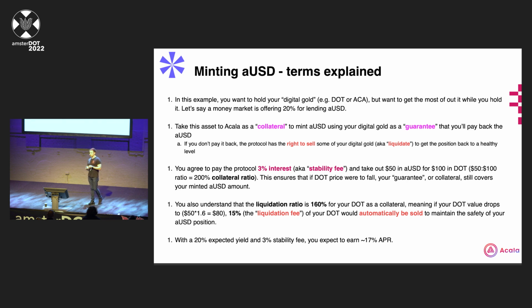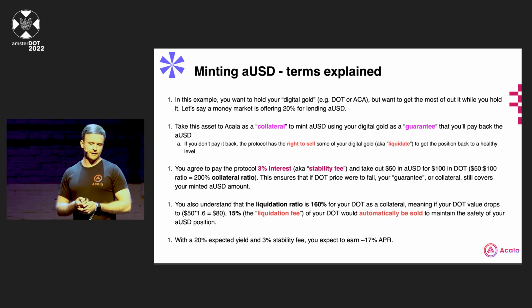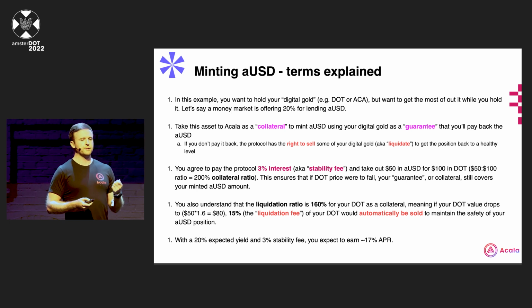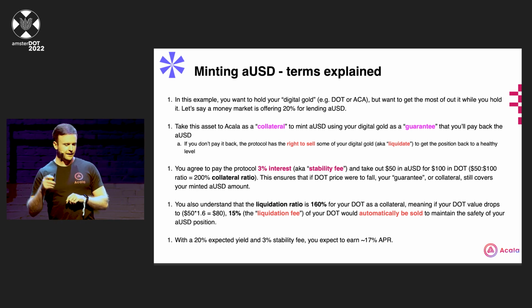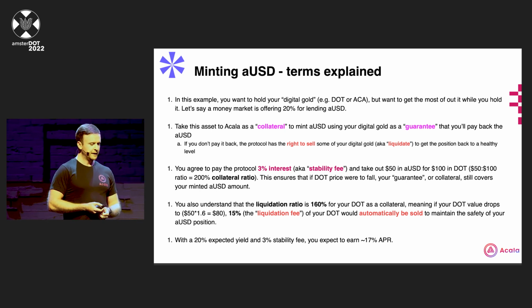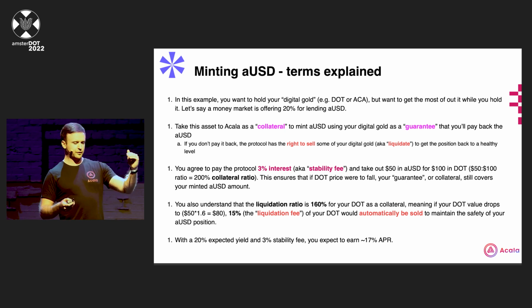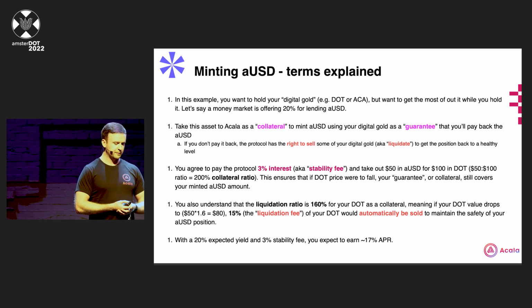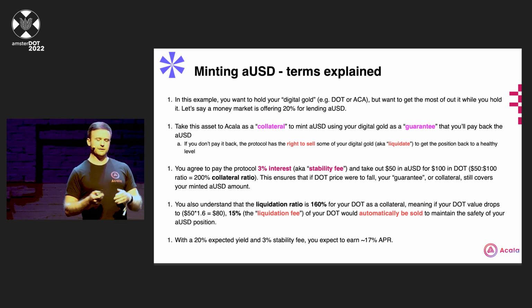But the protocol has the right to sell your assets to cover whatever losses it incurred. So selling is another way to say liquidating. Liquidating, for some reason, is kind of a scary word, so I just wanted to say all it is is selling. You agree to pay the protocol 3% interest. Within aUSD, it's called a stability fee, but this is just an interest fee you're paying. So in this case, you think you're going to earn 20% yield for lending out the aUSD, minus 3%, so that's 17% APR that you can expect after the interest rate.